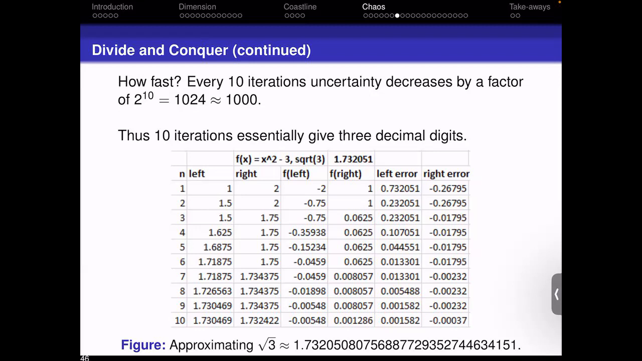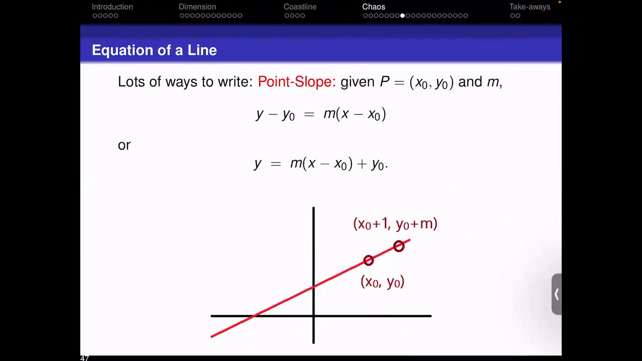So let's say I wanted 9 decimal digits of accuracy. How many times would I have to do this to get 9 decimal digits approximately? 10 times gave me 3 digits, so 30 times. If you want 9 digits of accuracy, we're going to have to do divide and conquer 30 times. Okay. Let's do it another way.